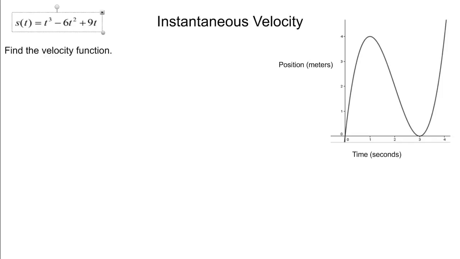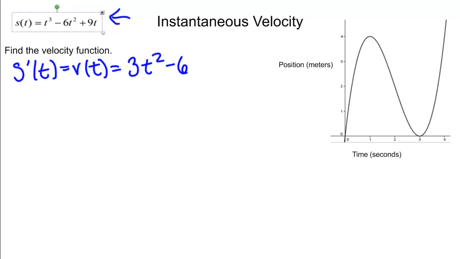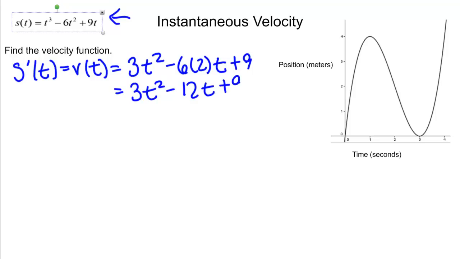So now let's say that we're given the position function again up here, and we're asked to find the velocity function. So remember, the instantaneous velocity is the derivative. So we need to take this derivative. So the derivative is the same as the velocity. So using our shortcuts, we get 3t squared minus 6 times 2t plus 9. So that is 3t squared minus 12t plus 9.